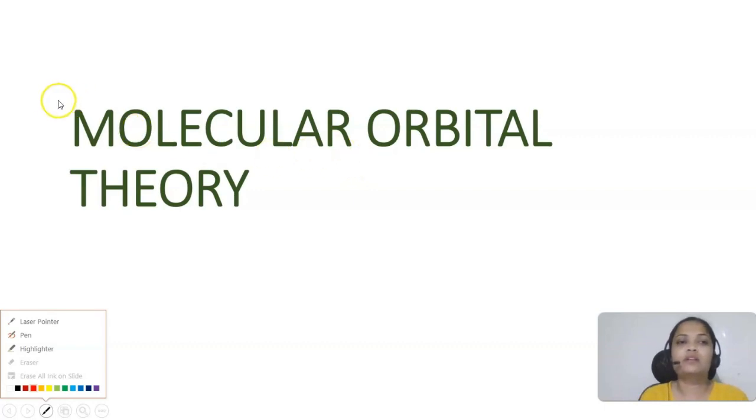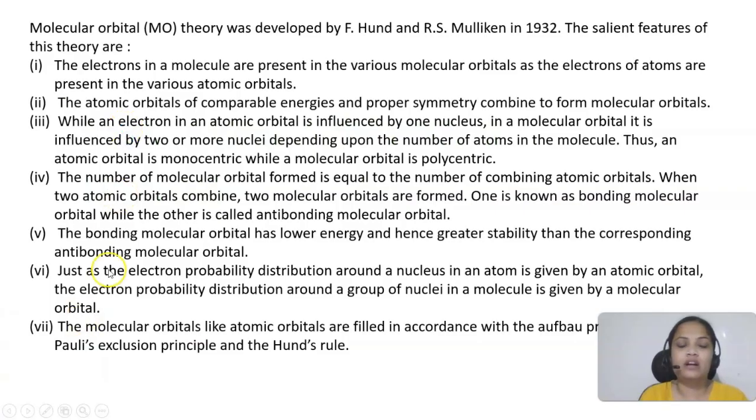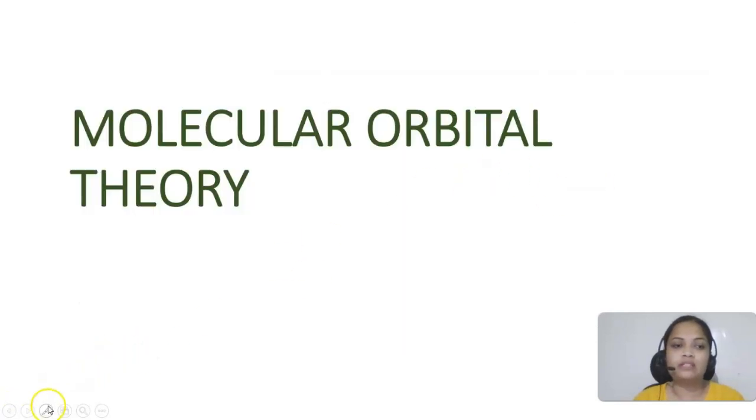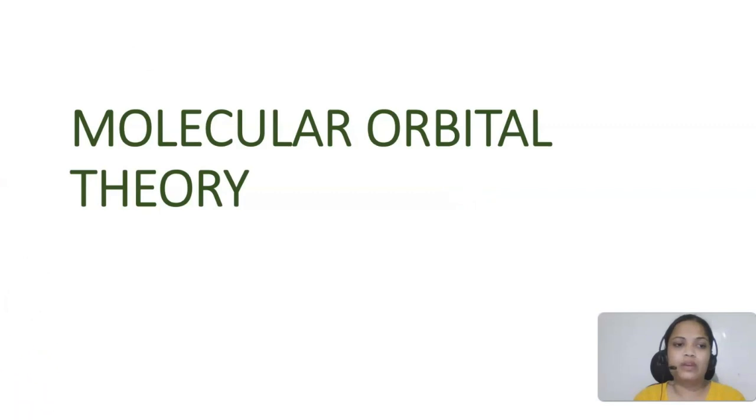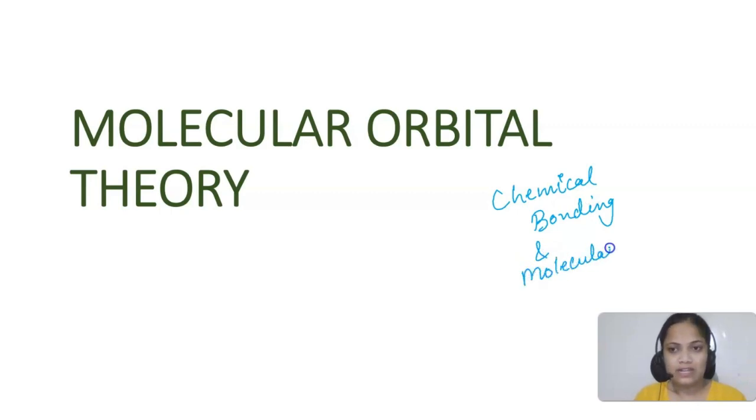So students, in this video lecture, we are going to study the molecular orbital theory. Now, from which chapter is it? It is from the chemical bonding chapter, okay? The chapter that we have is chemical bonding and molecular structure. So this topic is actually an important part of that chapter.